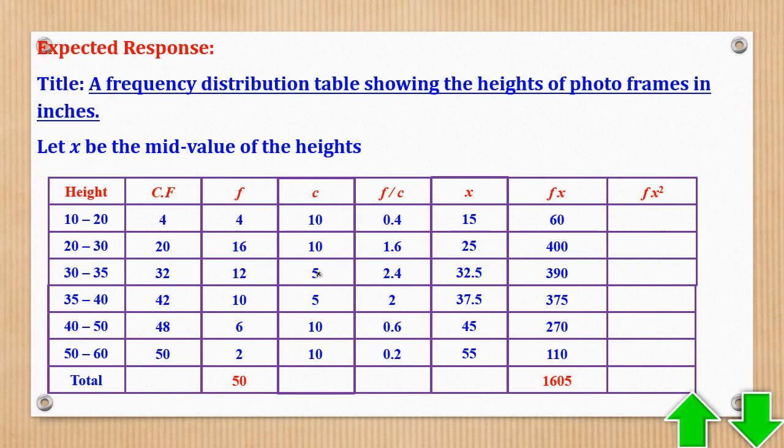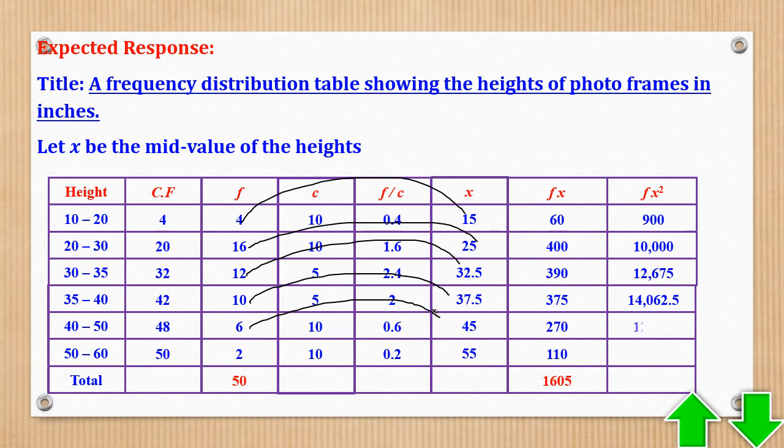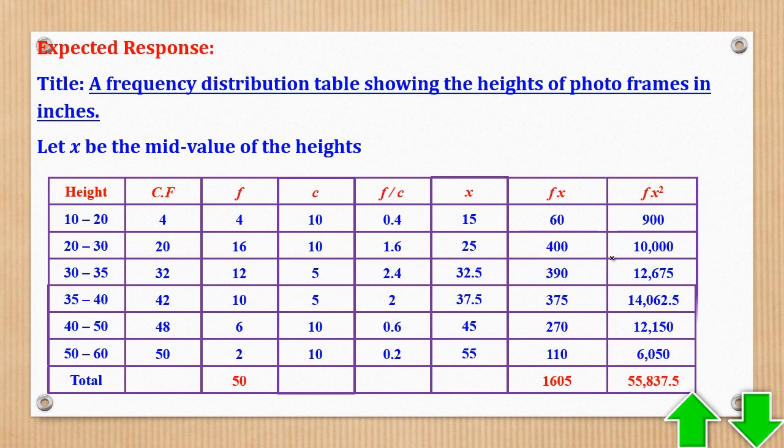Then we shall need fx squared because they ask for standard deviation. So 4 times 15 squared, 16 times 25 squared, 12 times 32.5 squared, 10 times 37.5 squared, 6 times 45 squared, 2 times 55 squared. Then the total will be that. Okay, so now we can answer the questions.